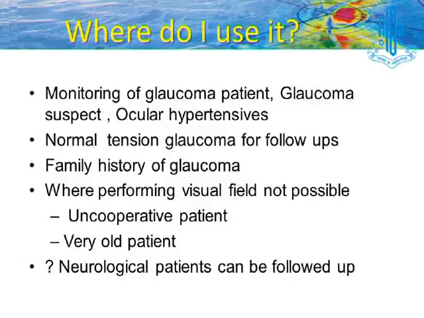I use this to monitor all my glaucoma patients, glaucoma suspects and ocular hypertension. It is good for normal tension glaucoma patients where you can take a chance of not treating these patients. With a family history of glaucoma, we establish a baseline by using this technology, and you can perform it when the patient is uncooperative or unable to do the visual field test. We are also using the imaging technology for our neurological patients for their follow-up and monitoring.